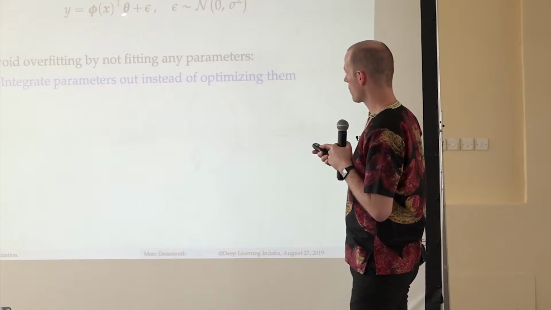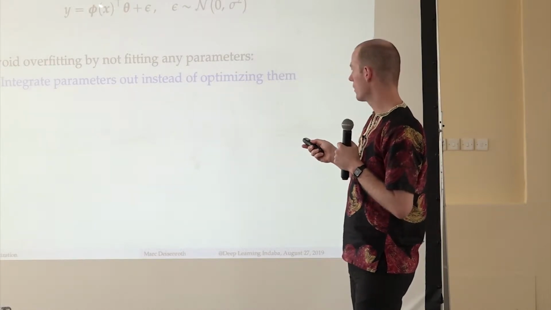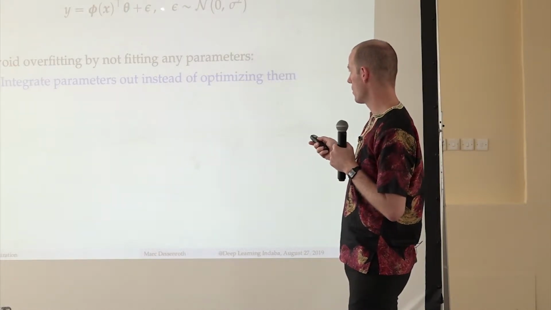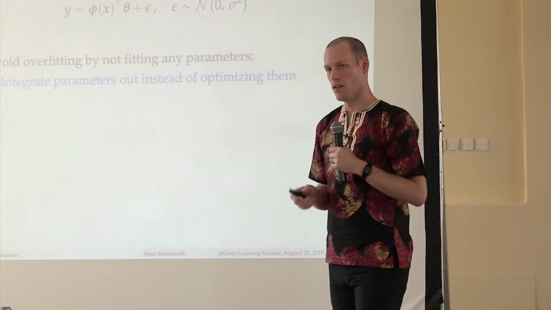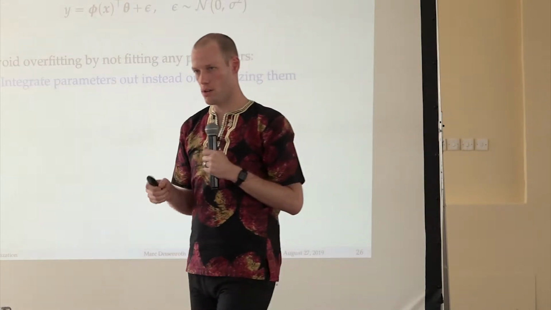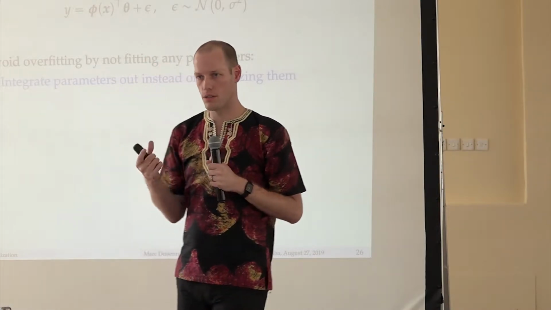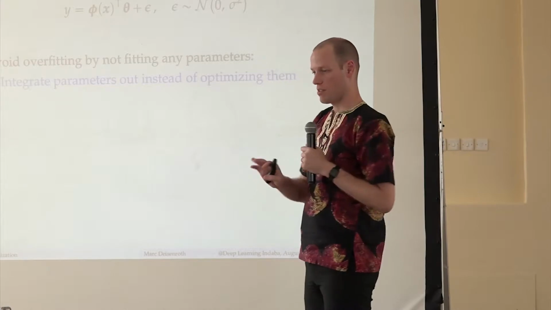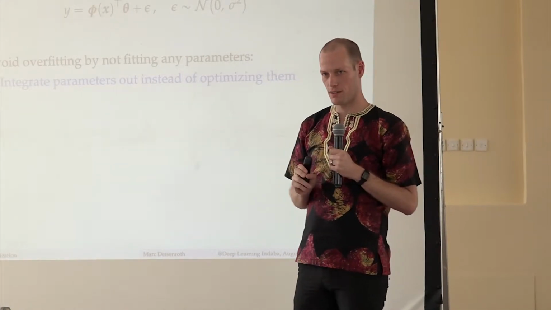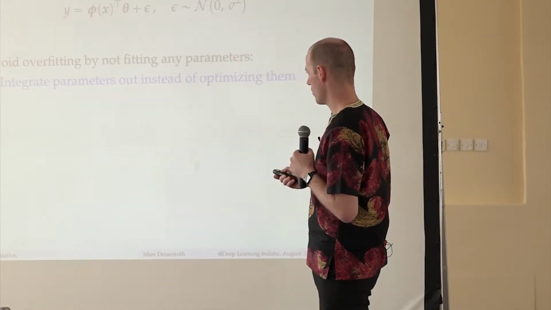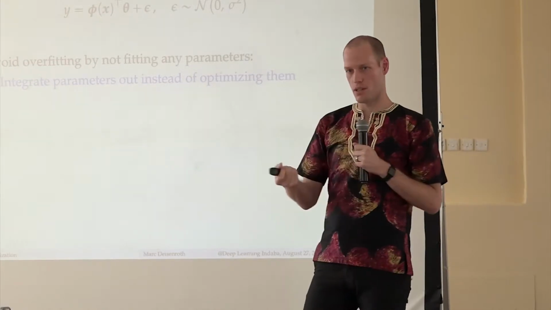So we're going to look again at the same model that we had before, y equals phi transpose times theta plus epsilon. And now instead of finding point estimates, so finding one parameter set that maximizes our likelihood or our posterior, we just refuse to fit anything. And what the Bayesian would say is, well, we integrate out the parameters.